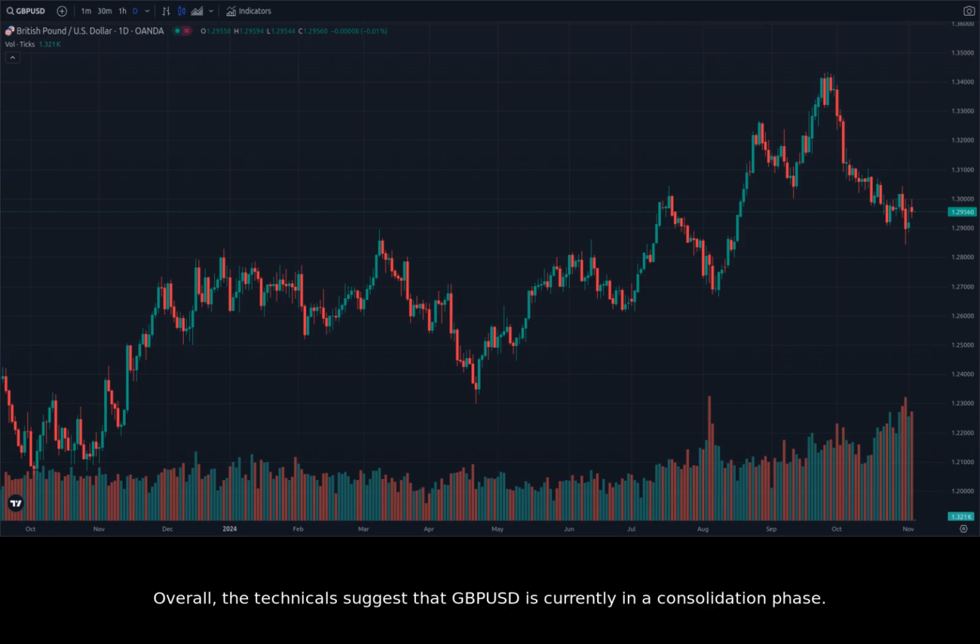Overall, the technicals suggest that GBPUSD is currently in a consolidation phase. The market seems to be waiting for the big events of the week to make a decisive move. While the bullish trend is still intact, a break below 1.2500 could signal a shift towards bearish sentiment. On the other hand, a successful breakout above 1.3000 could indicate a continuation of the bullish trend.